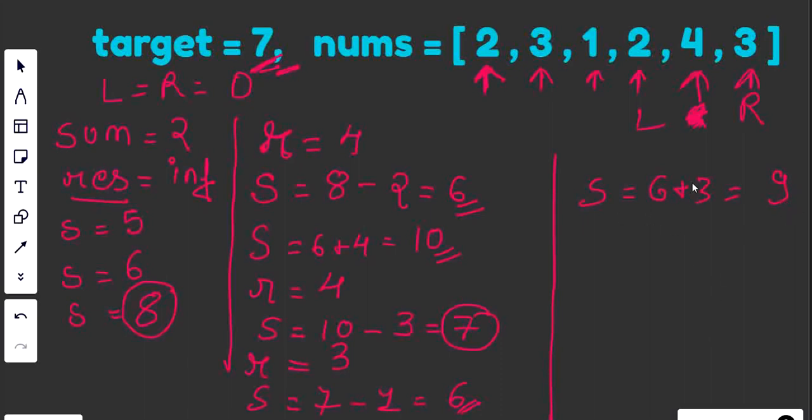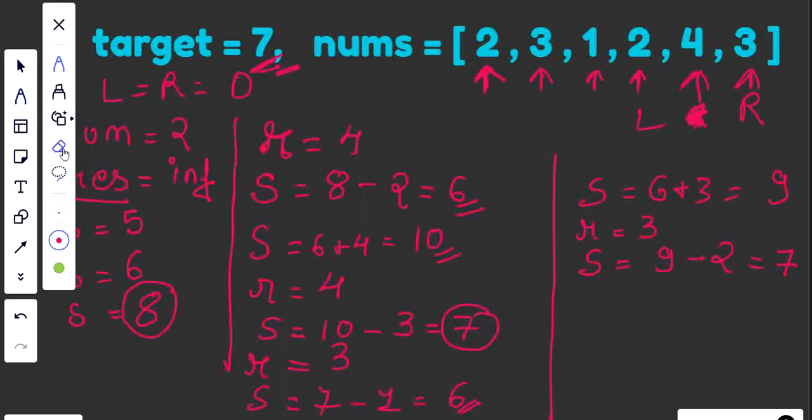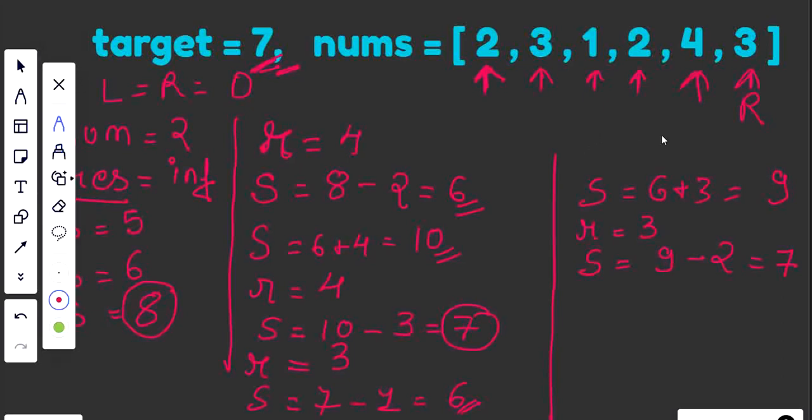So now we have to again update our result. So result will become minimum of window's length. So right now we can see that window size is still 3, so we don't have to update it. Resultant length will be same, and we have to subtract the left pointer's value, that is 9 minus 2, so this will become 7. And then we have to again update our left pointer. Left pointer will go to this place.